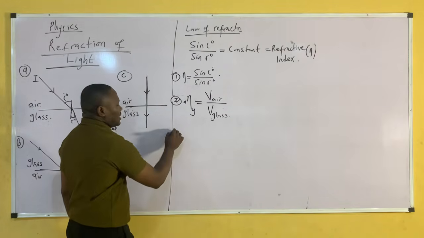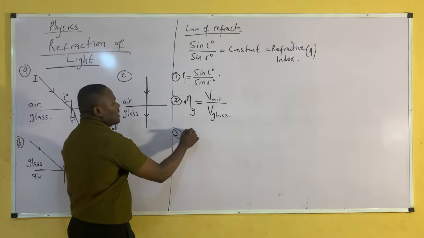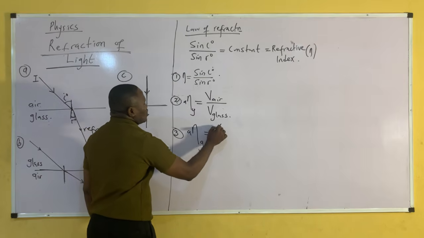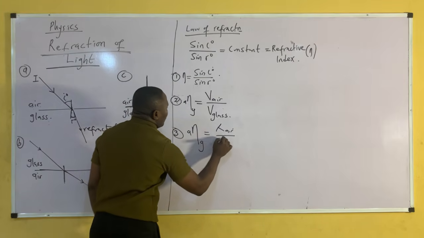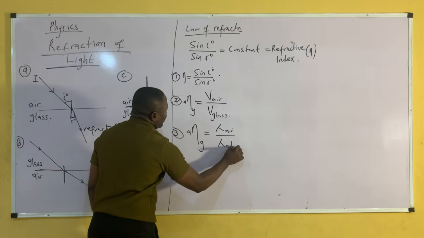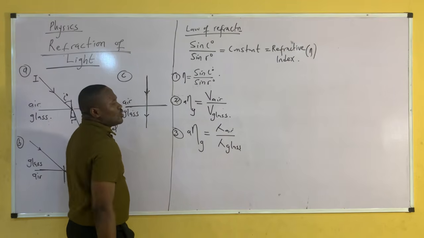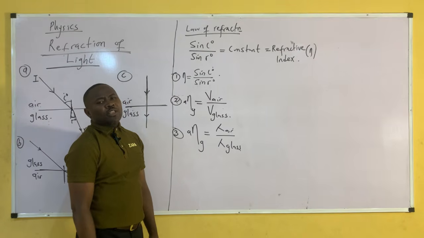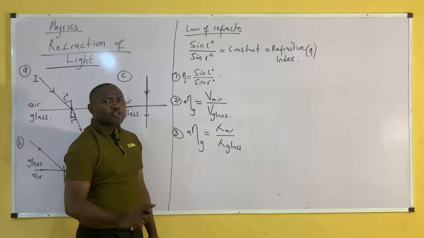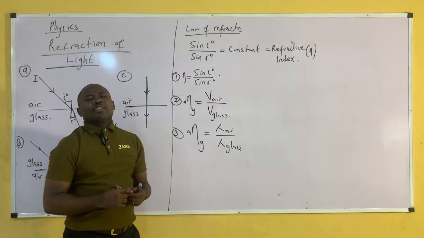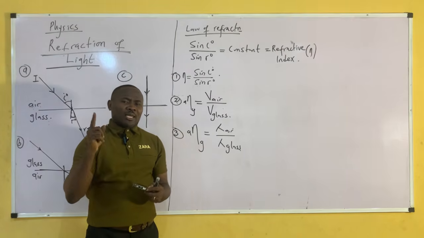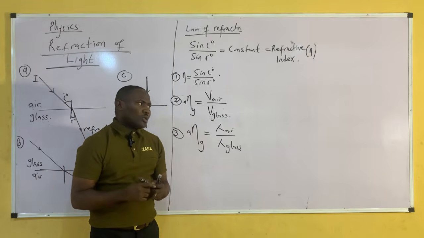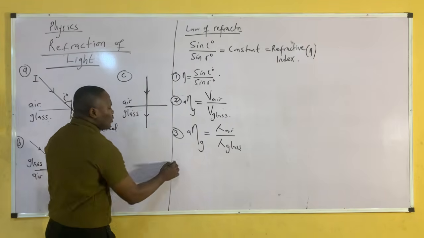What about wavelength? In terms of wavelength, I have air to glass. Refractive index is wavelength in air over wavelength in glass. You see, it's the same way we express speed, we express wavelength. What about frequency? Remember, frequency is constant. The frequency of the light in air is equal to the frequency of the light in water. Frequency is always constant.